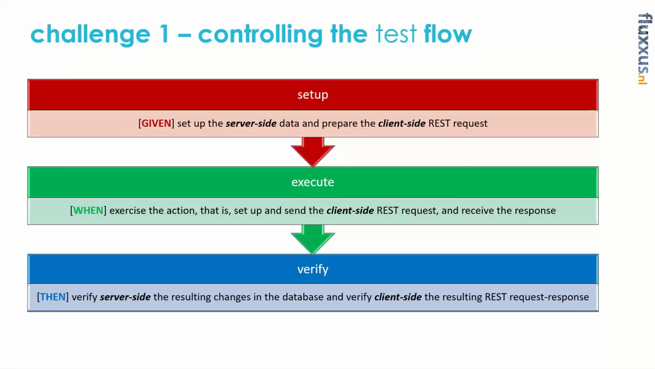So if you look at it from this red, green, blue structure, the setup is we need to set up data on the server side and prepare a client REST request. We need to exercise that by setting up the final request and sending it out, receiving the response, and on the server side we might need to check changes that have been made on the database, and on the client side the resulting REST request response. So remember this: blue, green, blue, red, green, blue.